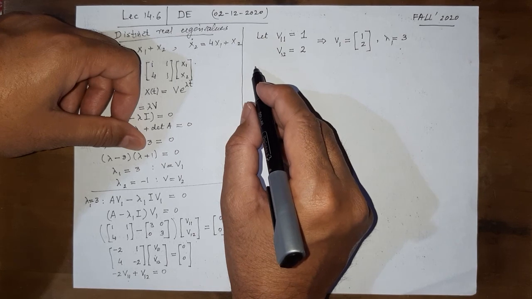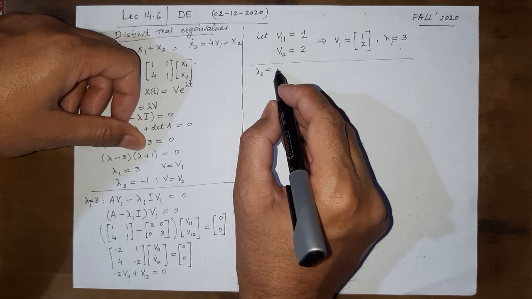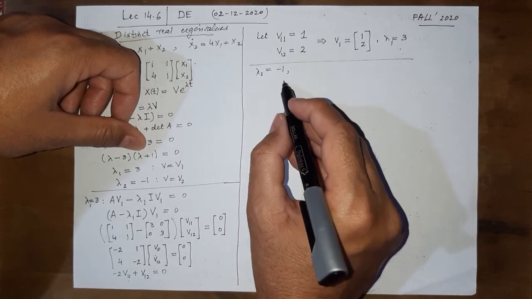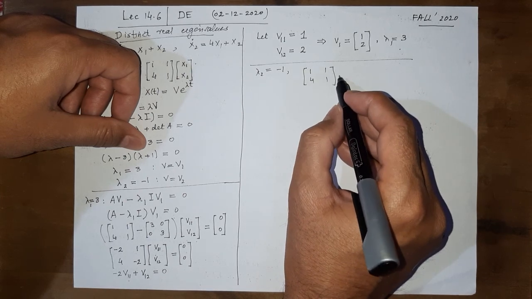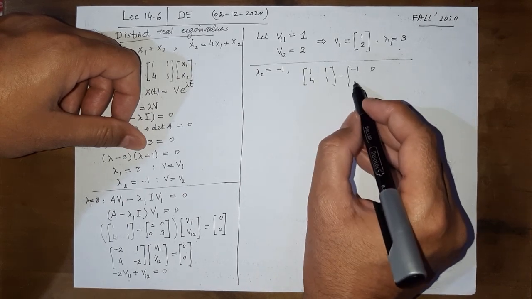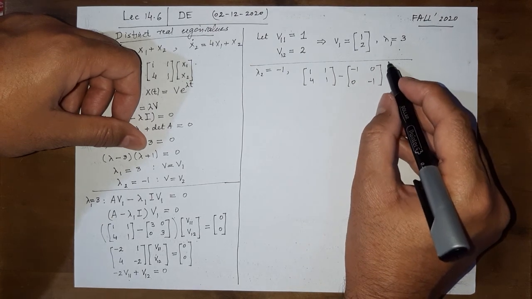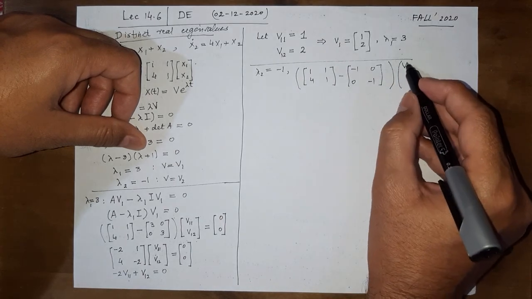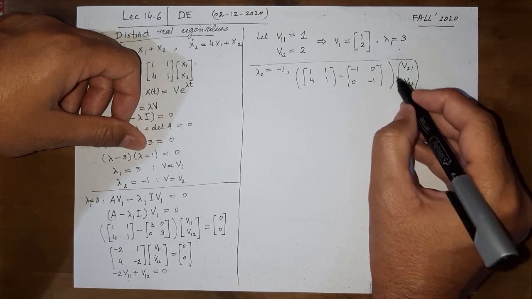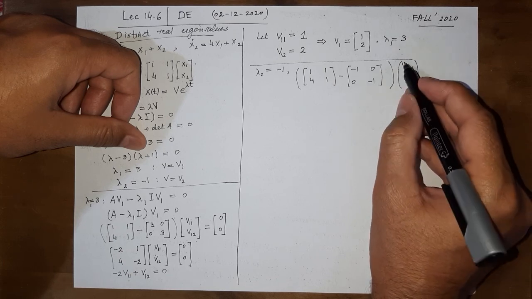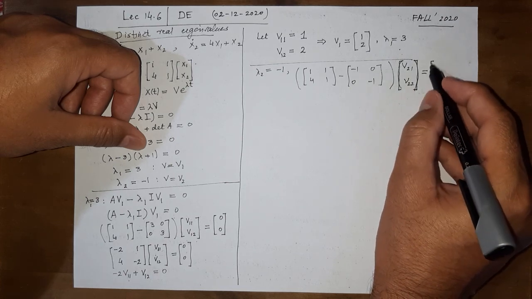And similarly, if we do the same steps for lambda equal to minus 1, then we can see that (1, 1, 4, 1) minus (minus 1, 0, 0, minus 1) is multiplied by v21 and v22. We also write matrices in this way as well. This is also a valid matrix notation. However, let us stick to our notation of the matrices.